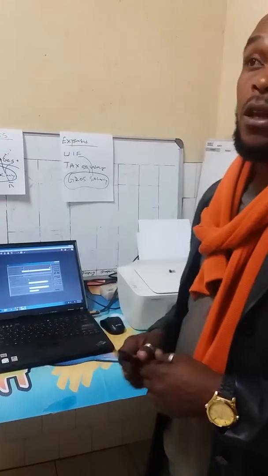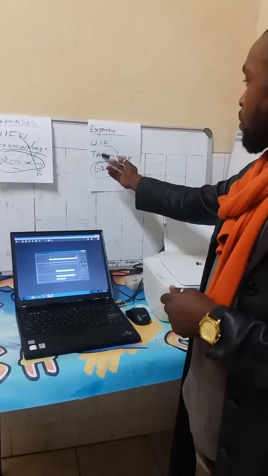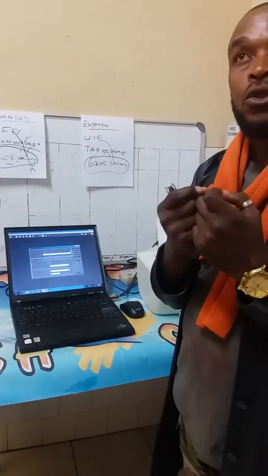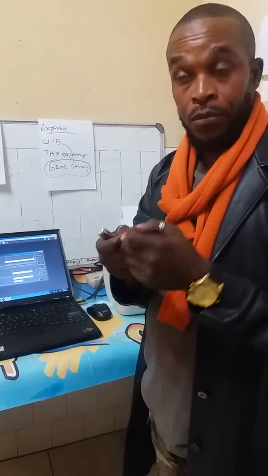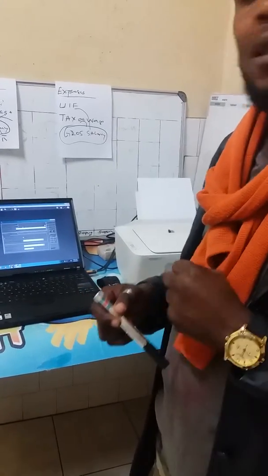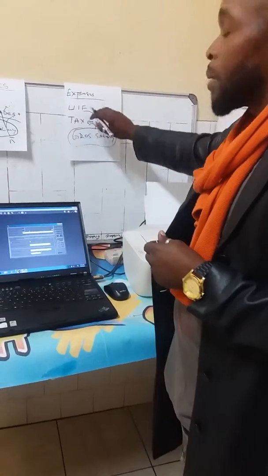So now we are going to talk about UIF, tax on wages and gross salary. What is UIF and tax on wages? It is the money which the owner of the company deducts from the workers' salaries to pay to the government.